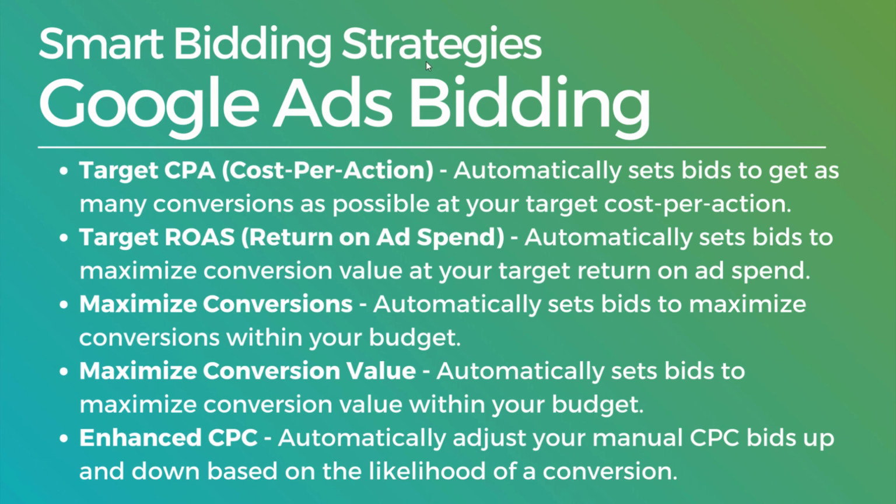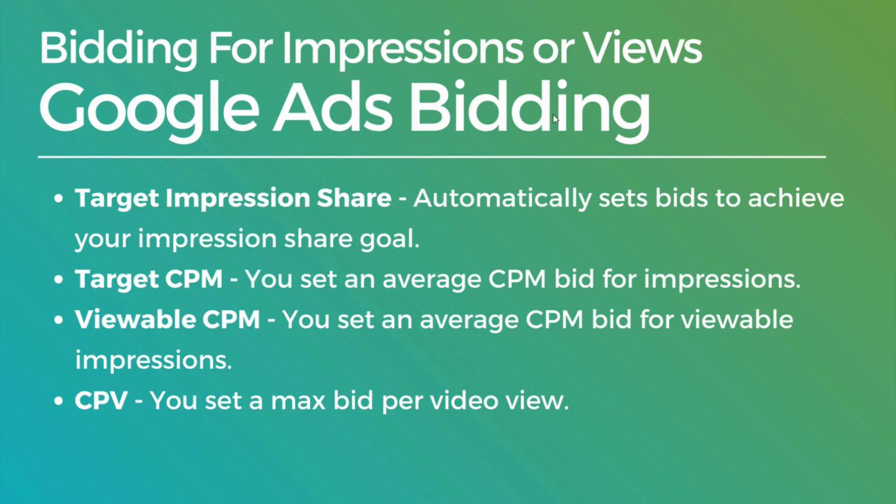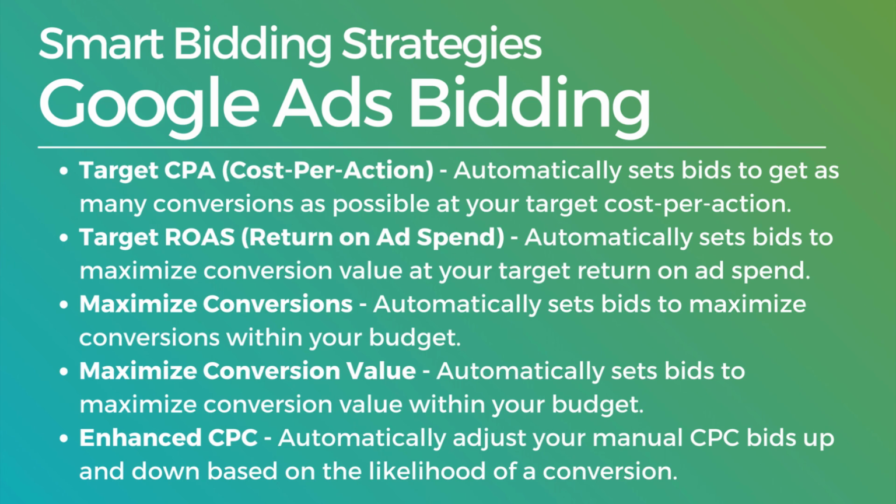Generally you want to be within these smart bidding strategies. There are other options if you want to bid for clicks, and other options if you want to bid for impressions or for views. There are a lot of different options when it comes to Google Ads, but to keep things simple, use one of these 4 smart bidding strategies.